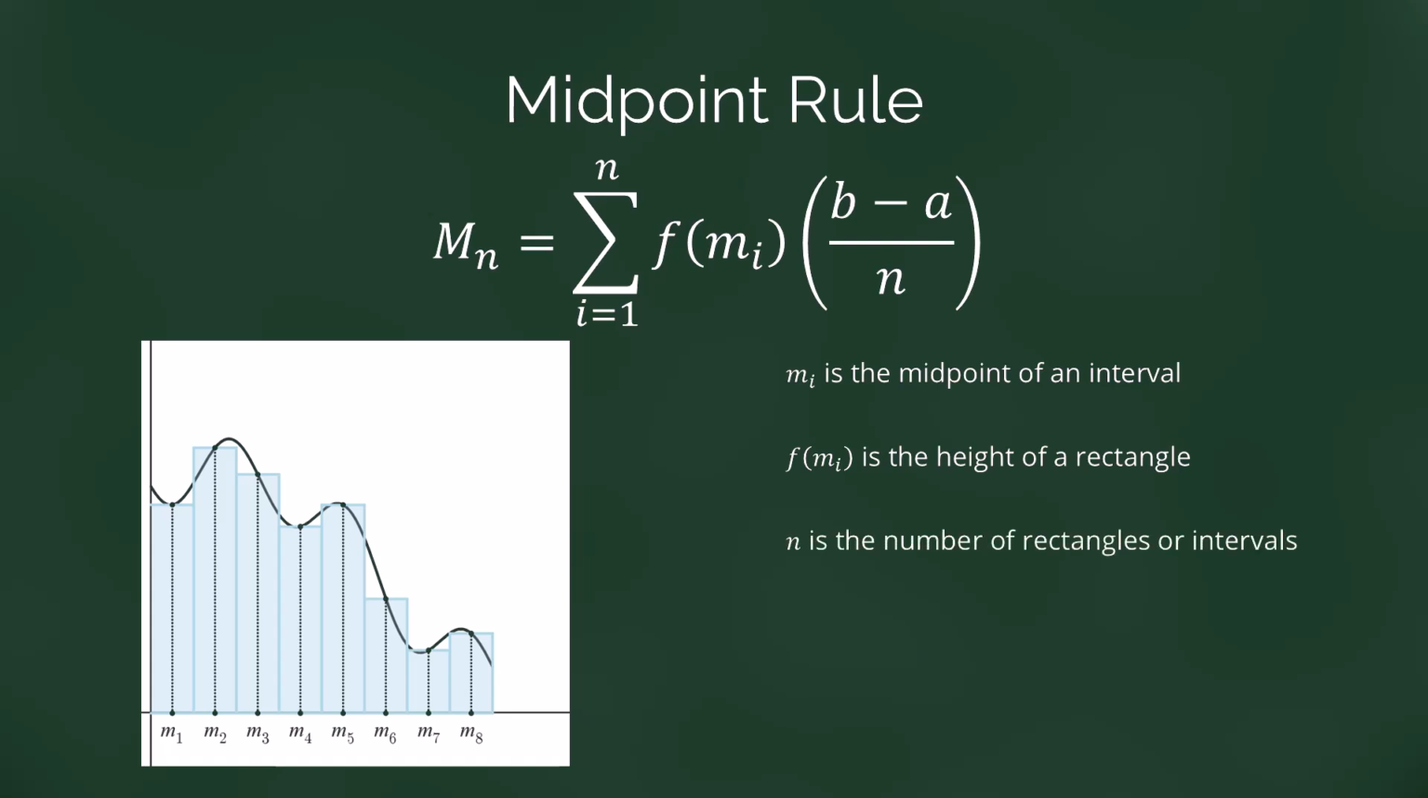N is the number of rectangles or intervals we've created. [a,b] is our entire region that we're trying to estimate the area over, which means that b minus a is the length of that interval, and b minus a divided by n is the width of any given rectangle, so that when we take f of m sub i and we multiply it by b minus a over n, we are getting the area of one of our rectangles.